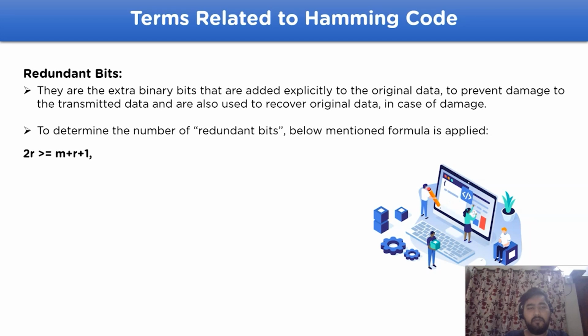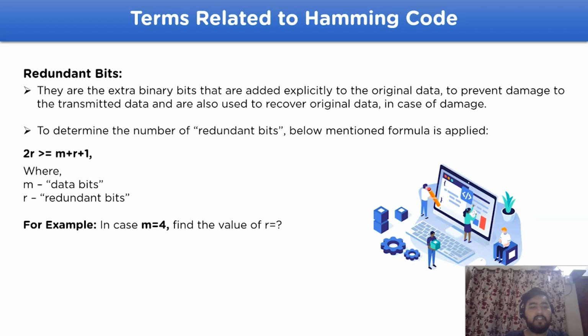The formula related to redundant bits is 2^r >= m + r + 1, where m refers to the data bits in the data and r refers to the redundant bits. Let's take an example. In case m is equal to 4, that means the data bits used are 4, we need to find the value of r. Using the above formula, let's deduce the value of redundant bits. 2^r >= 4 + r + 1. 2 to the power r is more than or equal to r + 5.